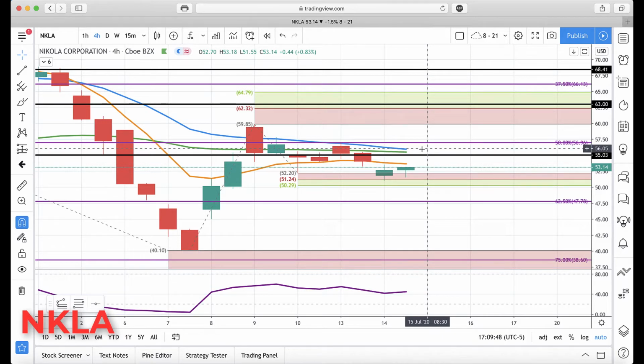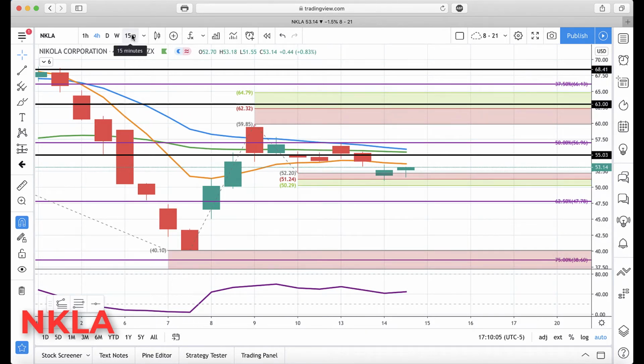You're going to have some minor at 56, so 56 to 57 is the key area of resistance on any rally. See, I did the little Gann projection from the high on the 9th to the low on the 10th, which gave us 51.24 and 50.29. Interesting way to use that.